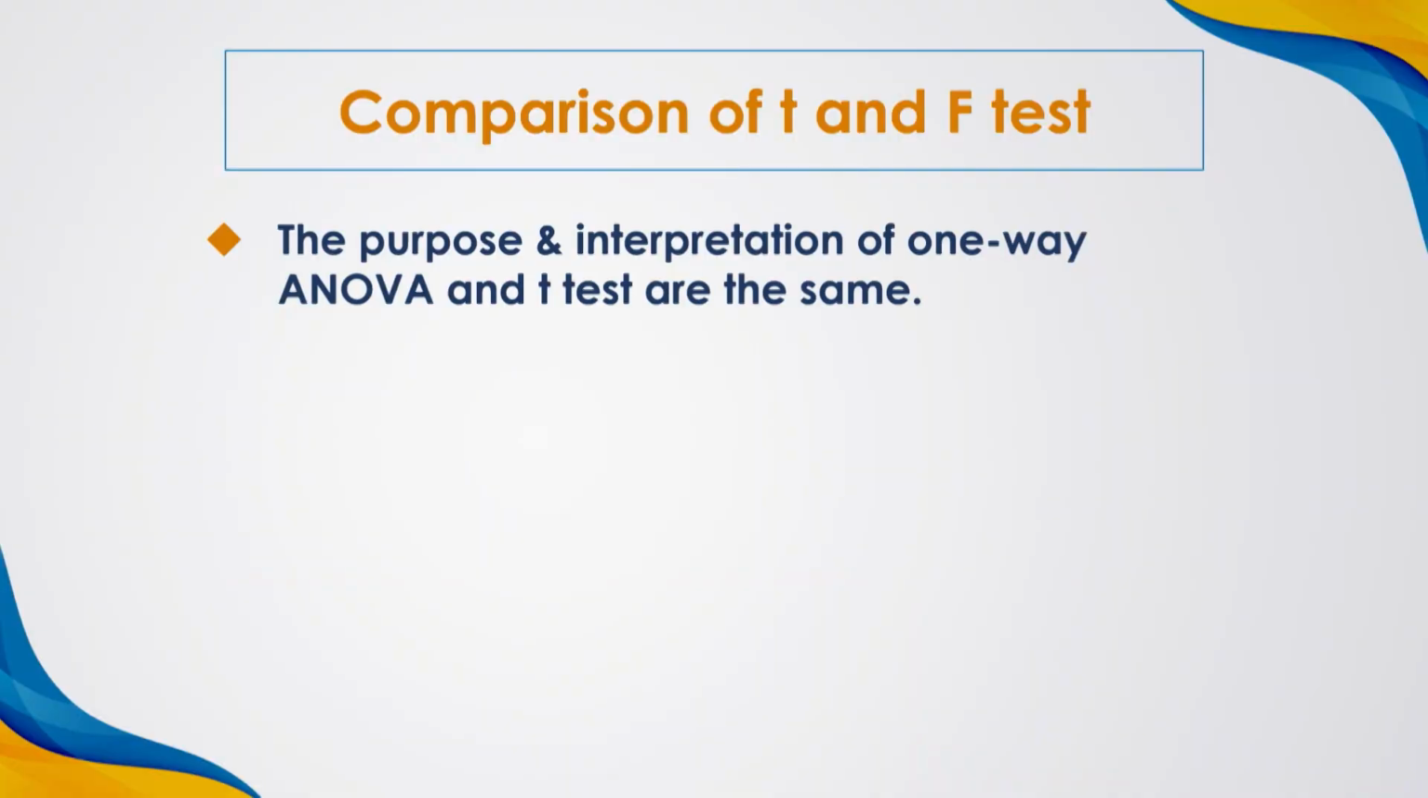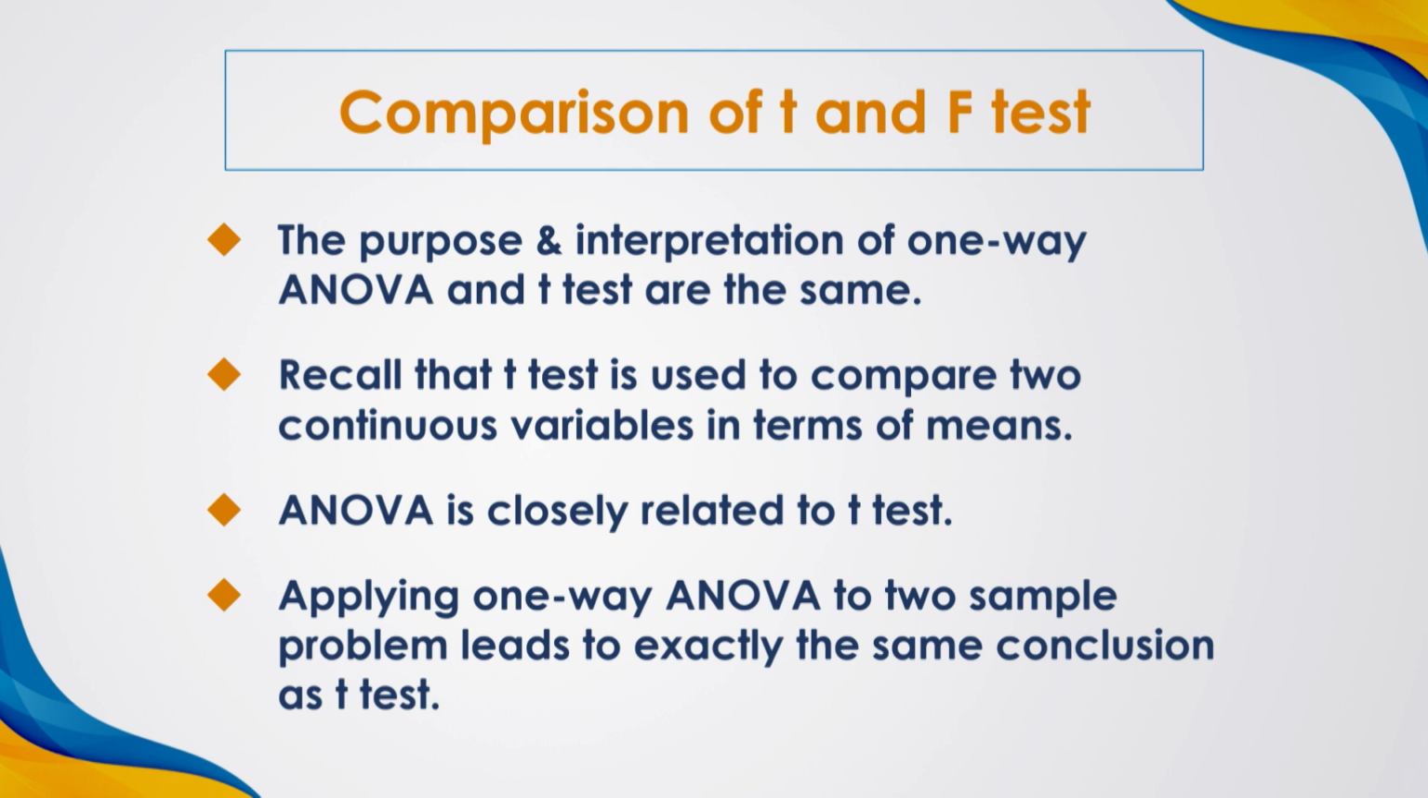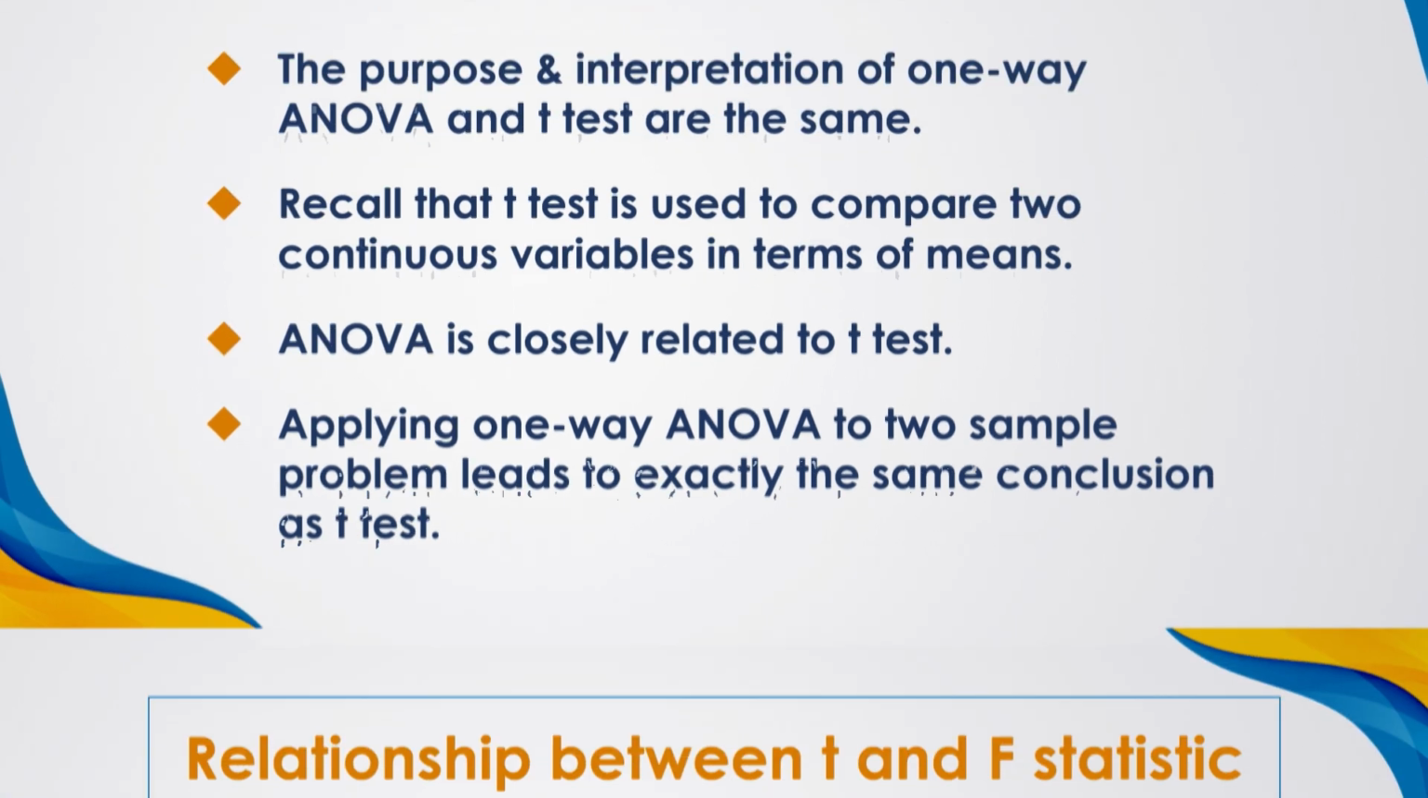Dear students, welcome back. Let us begin the second part of the lesson in which you will learn about the comparison of T and F test. The purpose and interpretation of one-way ANOVA and T test are the same. Recall that the T test is used to compare two continuous variables in terms of its mean. ANOVA is closely related to T test. Applying ANOVA to two sample problem leads to exactly the same results as T test.